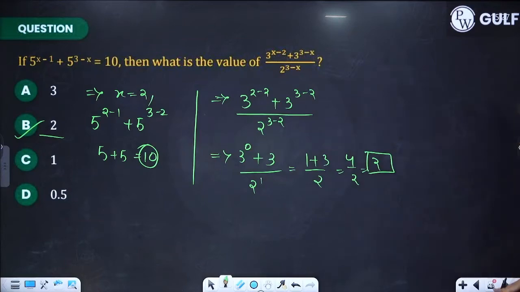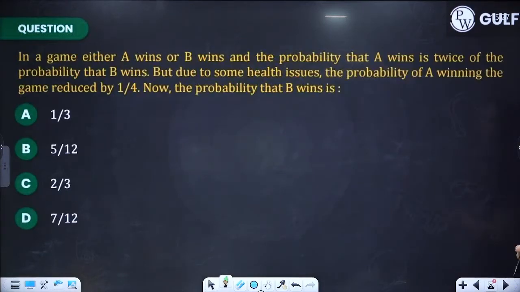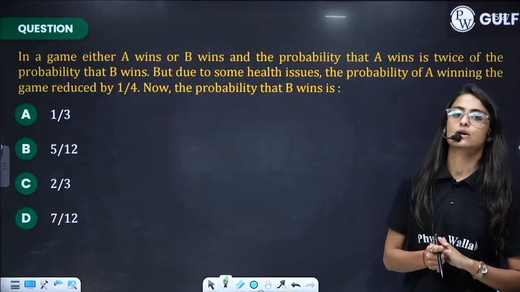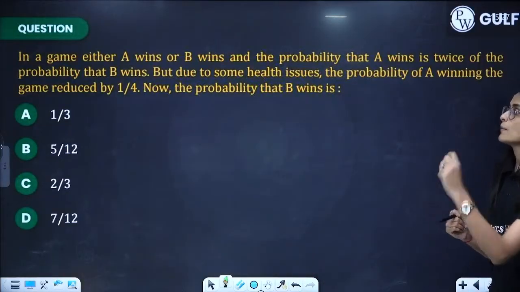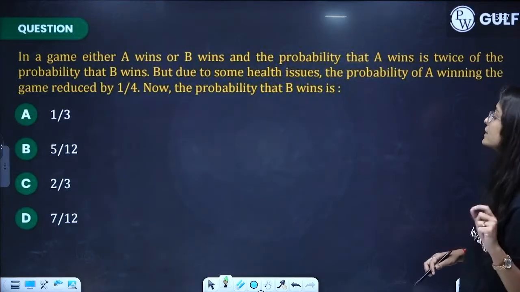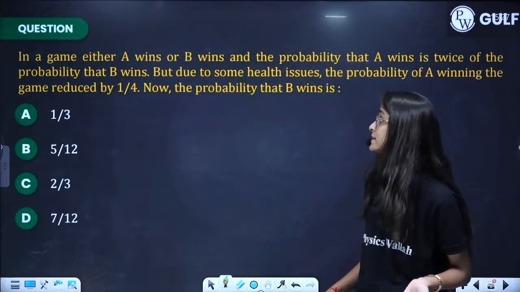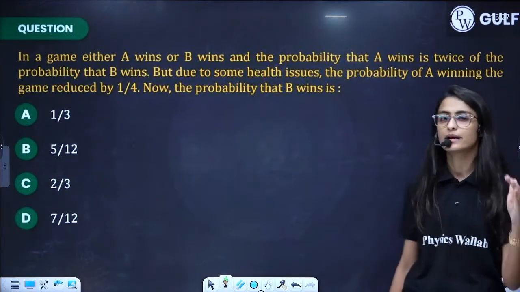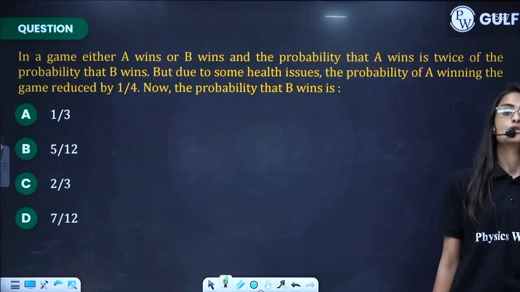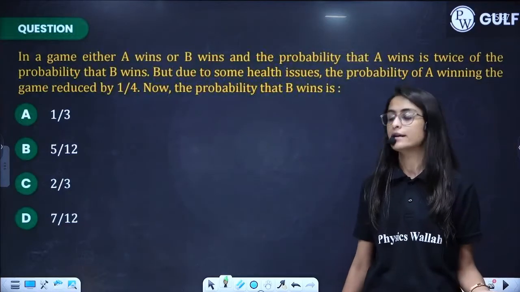Moving forward, I hope you all understood this question. Now, here comes the question from probability. In a game, either A wins or B wins, and the probability that A wins is twice the probability that B wins. But due to some health issues, the probability of A winning the game is reduced by 1 by 4. So now you have to find the new probability of B.